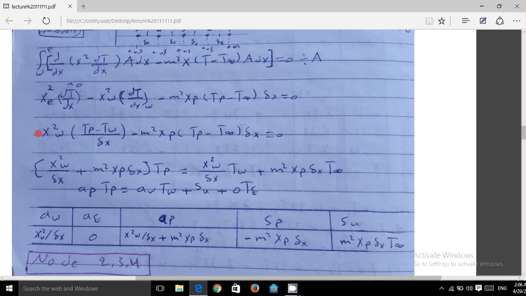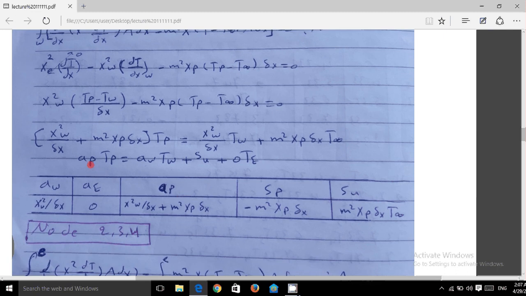I forgot the negative sign here. You should put the negative sign here. Negative x west squared, T point minus T west over delta x, minus m squared x point, T point minus T infinity, delta x equal to 0. Then I will separate the variables so that the ones with T point are on the left-hand side and the others on the right-hand side. Then I will write its equation.